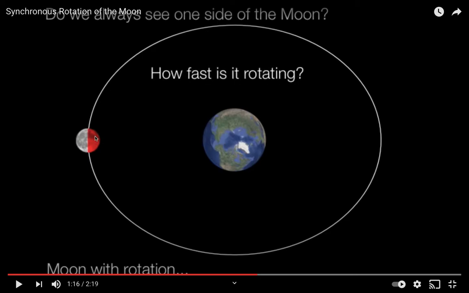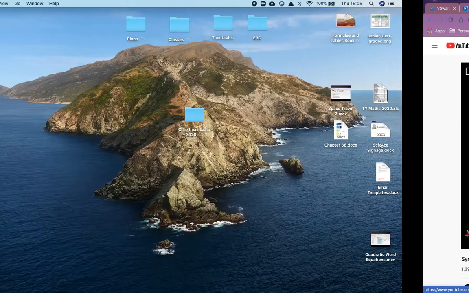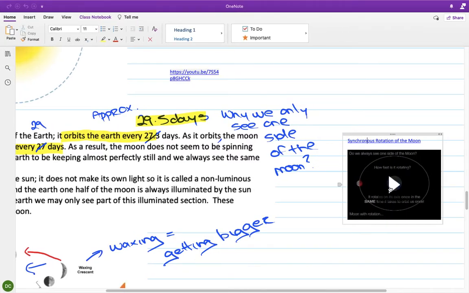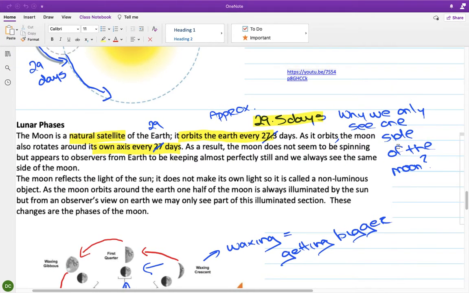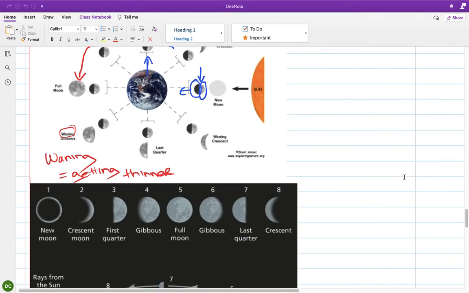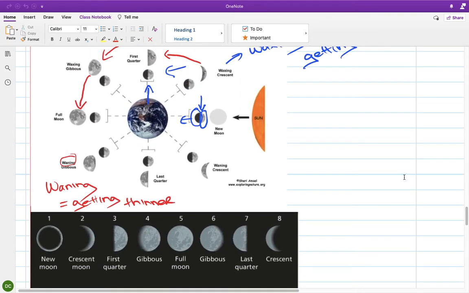So it's all to do with the fact that it takes 29.5 days for it to turn around, and it takes 29.5 days for it to get all the way around the Earth. So when it is a quarter of the way through its way around Earth, it's also a quarter of the way through a turn. When it's halfway around the Earth, it's halfway through a turn. So that red bit is always pointing towards the Earth. That is that video I just wanted to show you to explain why we only see one side of the moon. We then talked about the stages of the moon.